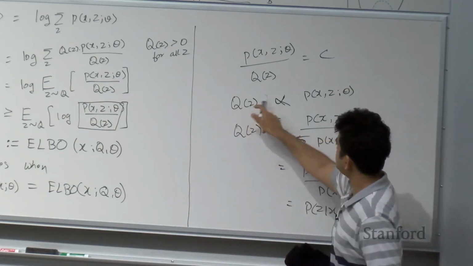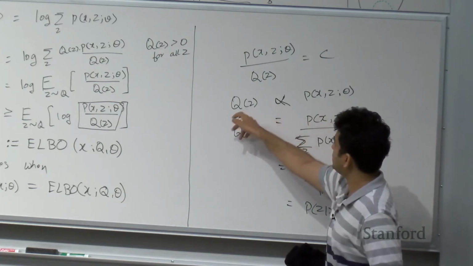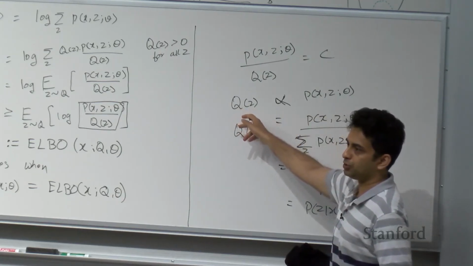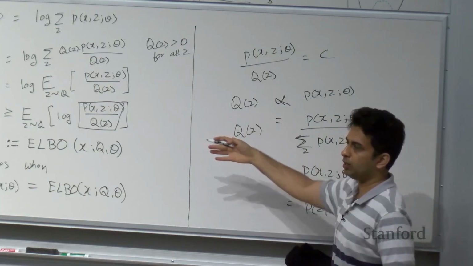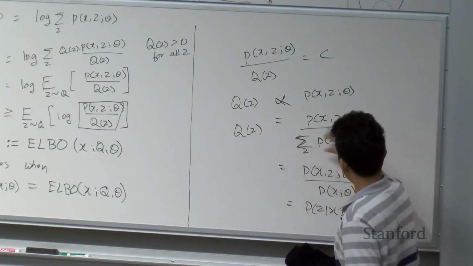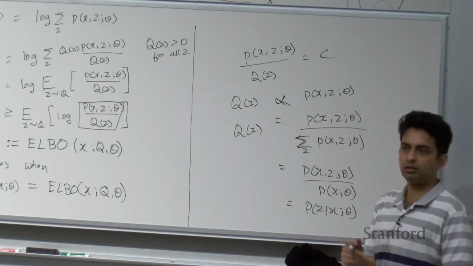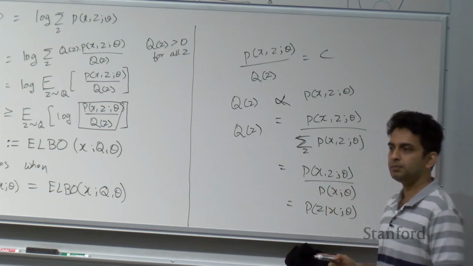Because q of z is proportional to this, and we know that this is a probability distribution, which means it has to sum up to 1. So the normalizing constant must necessarily be the sum of this. Was there another question? Yeah.